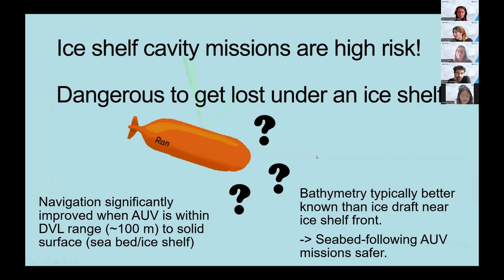And as I said, the navigation is much improved if we can be within 100 meters from either the seabed or the ice base. And the reason that we want to go close to the seabed first is that typically close to the ice shelf front, the bathymetry is better known. So we can go there, scout the ice draft, and then we can plan future missions close to the ice.